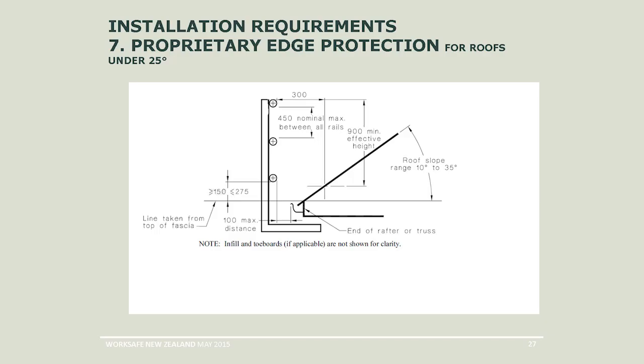Okay, proprietary systems, which are used often in residential and in commercial. Large commercial projects normally will have a proprietary system, and residential single stories will have them. Now the trick with these ones is, well, there's no trick really. Up to 25 degrees, it's your normal 3-railed edge protection, installed continuously around the roof.